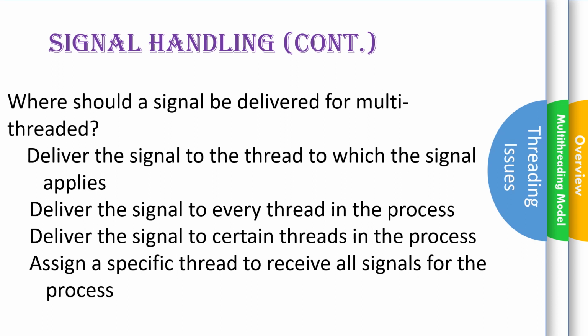But if it is a multi-threaded environment, then to whom should this signal be delivered? Should the signal be delivered to the thread to which the signal applies? How do you decide which thread that is? The second option is to deliver the signal to every thread in the process. The next option is to deliver the signal to certain threads in the process. And the last is to assign a specific thread: create a specific thread that receives all the signals and handles them.